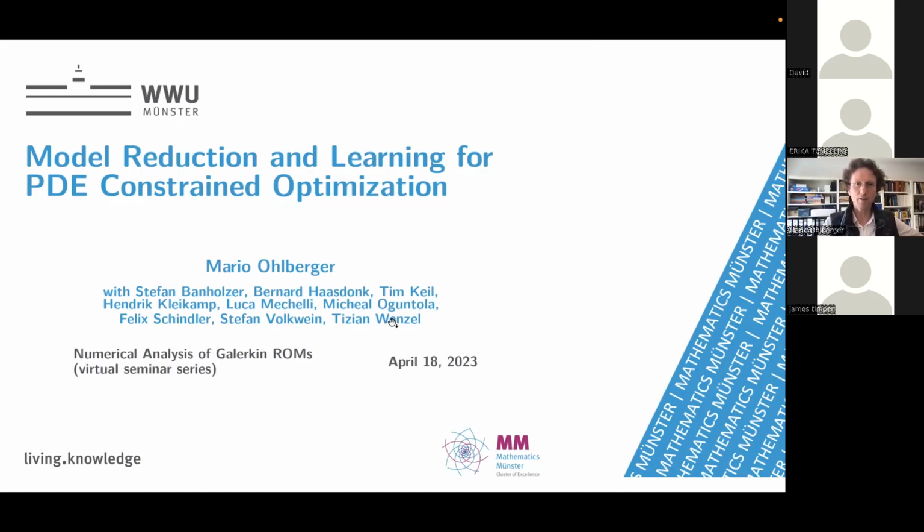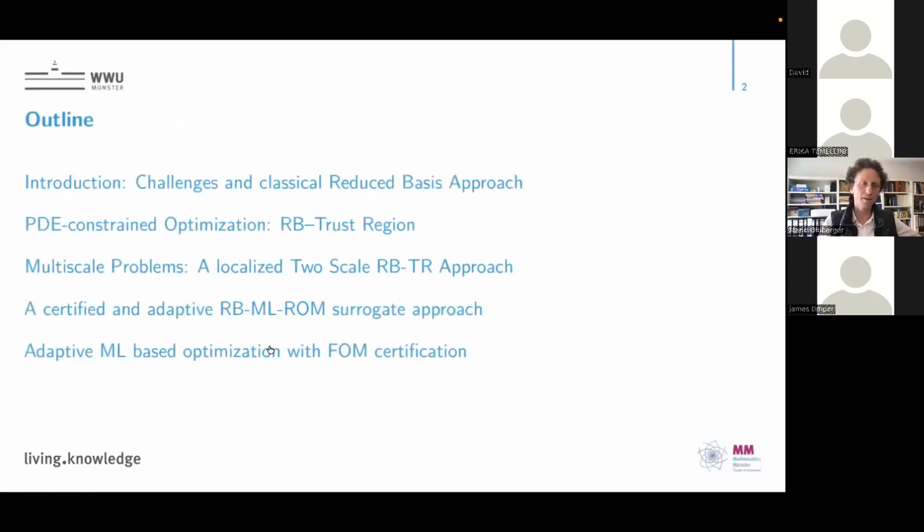For instance, I want to stress that a lot of these contributions are together with now postdoc, former PhD student of mine, Tim Keil. And then it's a collaboration, for instance, with the group of Bernhard Haasdonk in Stuttgart. So Tizian Wenzel is from his group, and with Stefan Volkwein from Konstanz, where Luca Mechelli and Stefan Banholzer are from his group. So let's go to the outline.